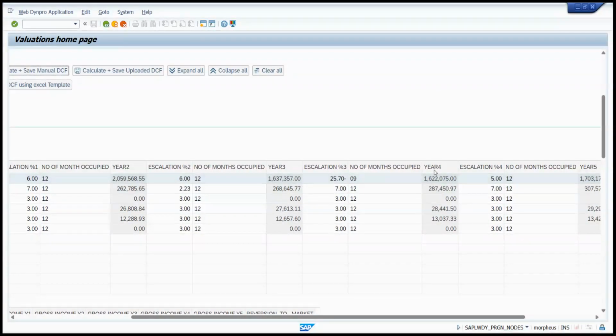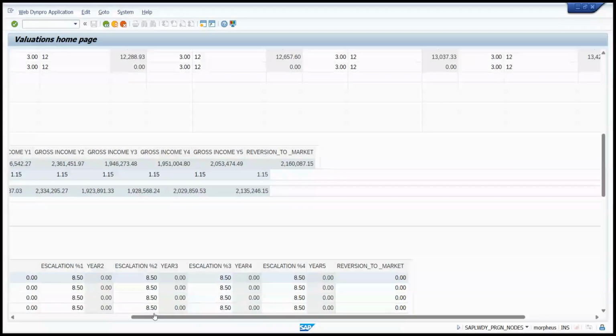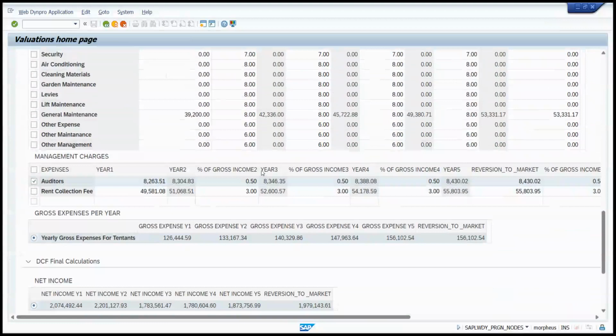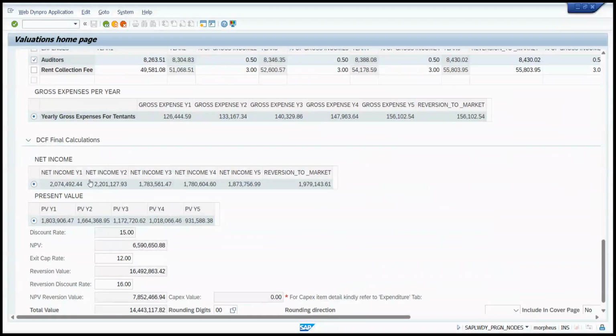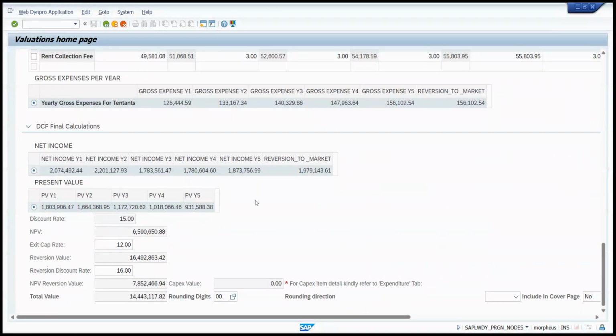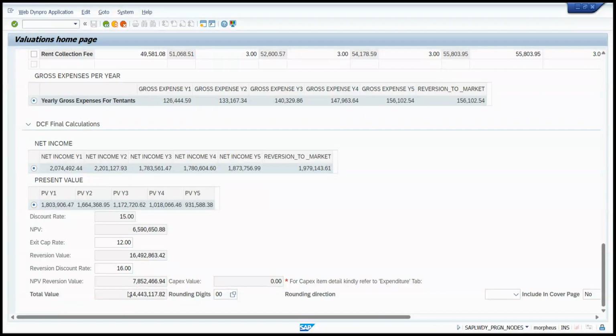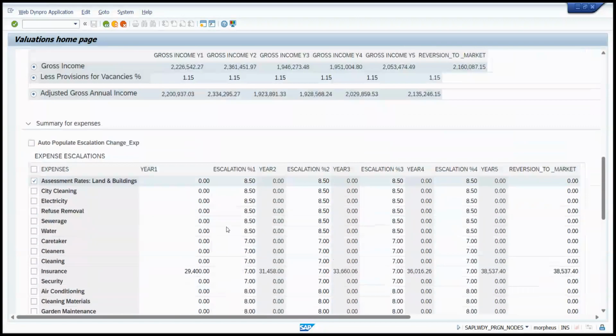So we'll see in year 4 that there's actually also been hardly any growth that has happened. And again, we will see that in the impact of our gross income and in our net income. And there's a slight adjustment to the value as well.